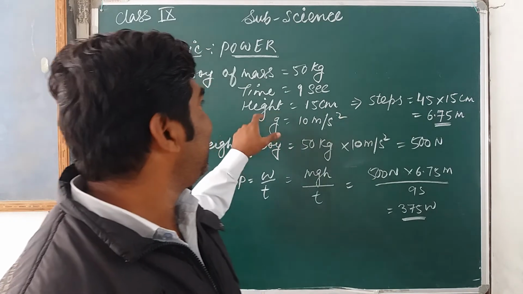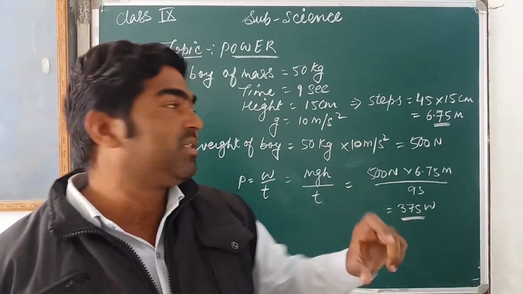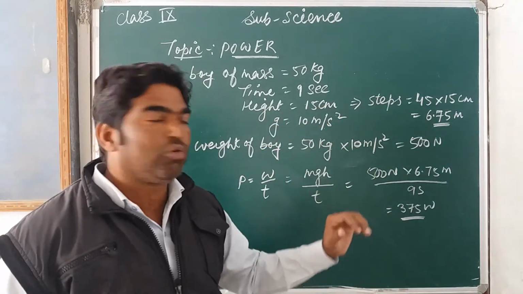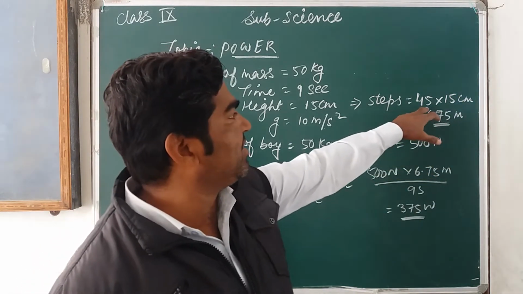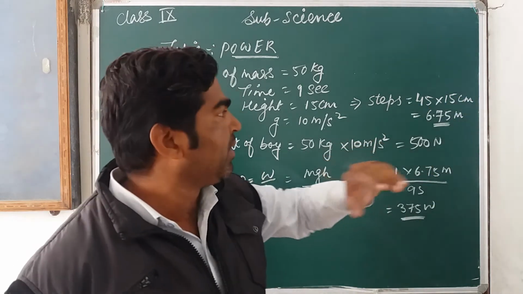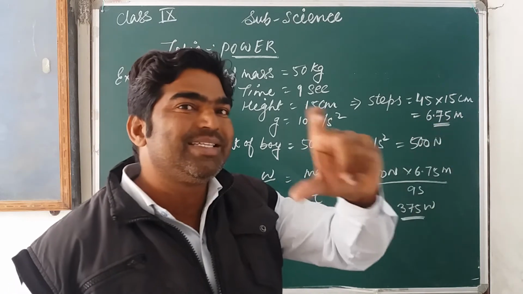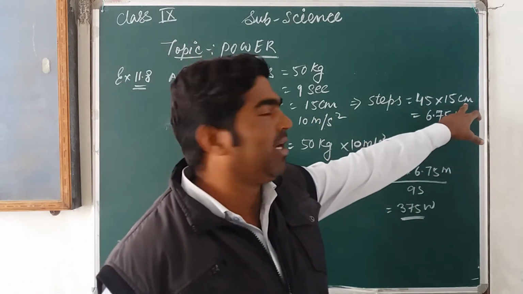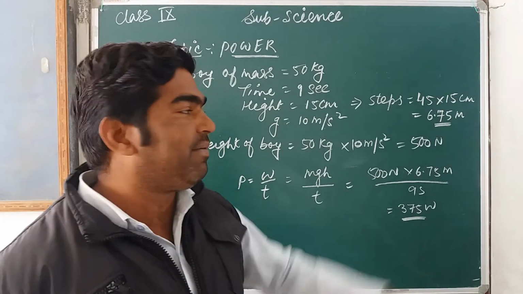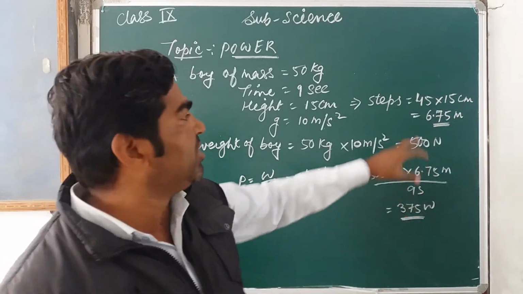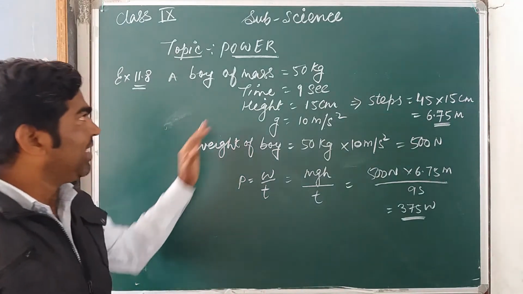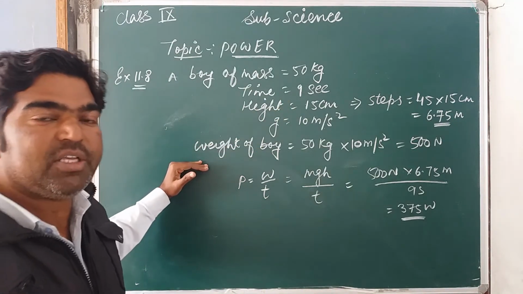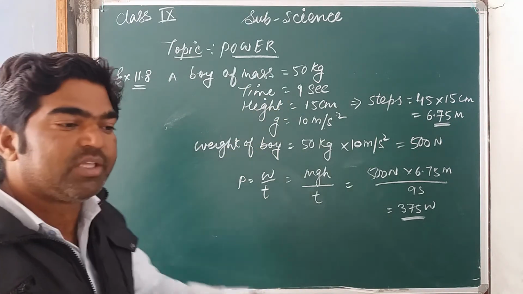And the height of each step is 15 centimeters. So the staircase has 45 steps, and each step has a height of 15 centimeters. So the total height traveled by that boy is 6.75 meter. Next, that is the mass.